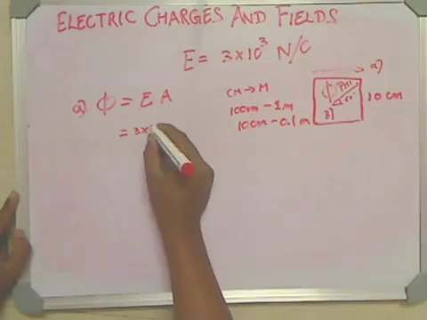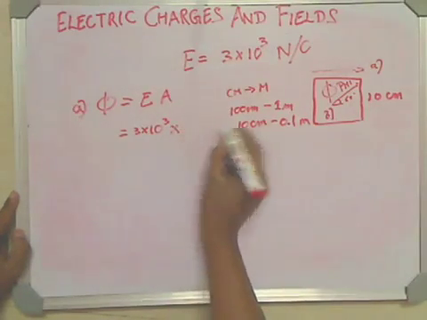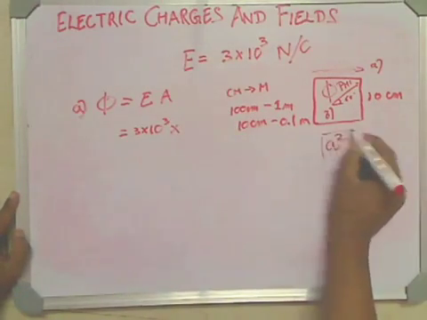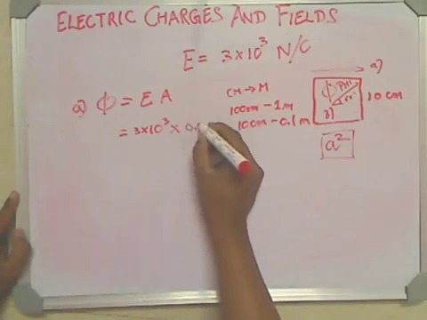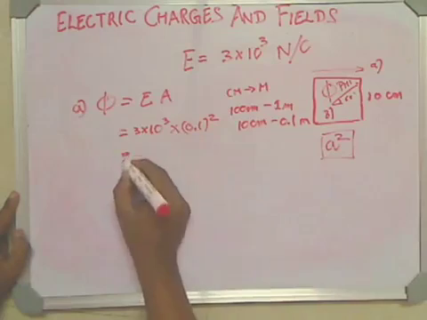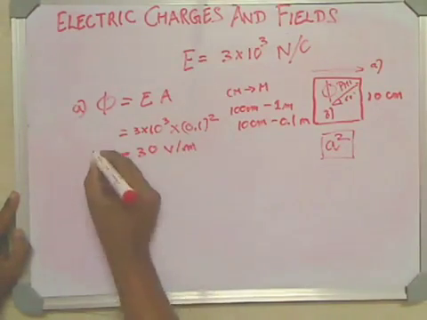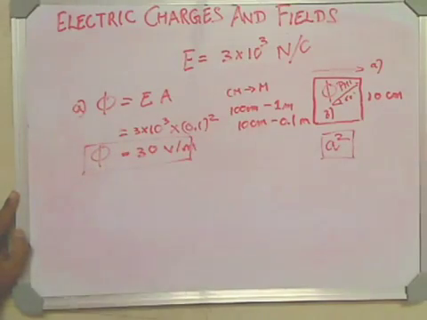So 3 multiplied by 10 to the power of 3 multiplied by the area of a square. Area of a square is always given as a side squared. Now consider 0.1 squared, and you should get the value as 30 volt meter. This is the SI unit to measure flux.